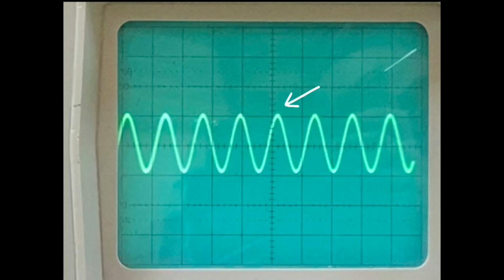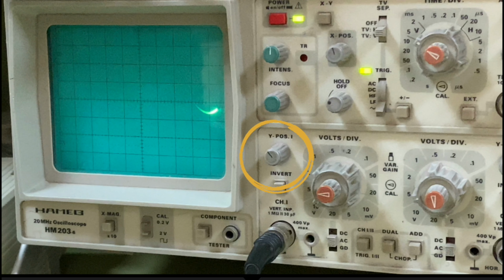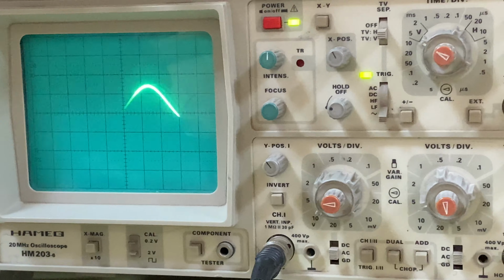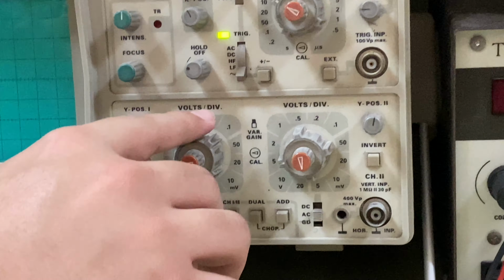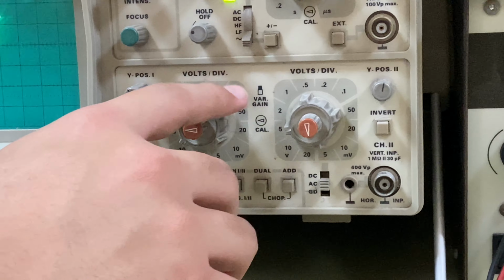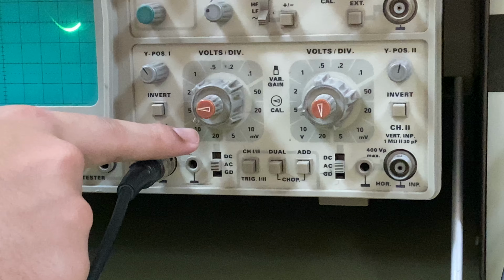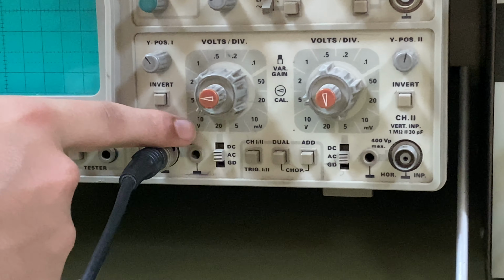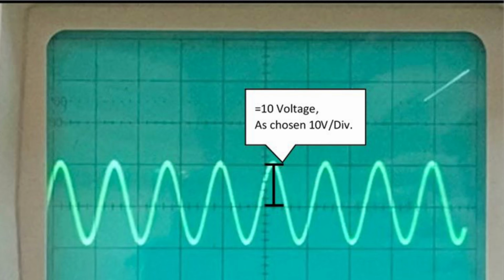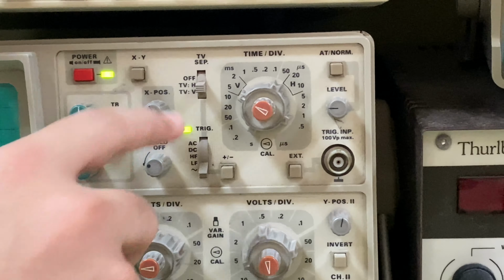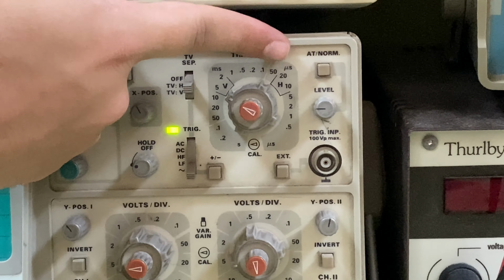Now we have 2 axes, the Y and X axes. To control the Y position, you use this one, and to control the X position, you use this one. And for the voltage division, that means for each square, how many volts it will represent. For example, here we put 10 volt, so that means this square will represent 10 volt. And the X axis, which represents the time, is the same for the division.